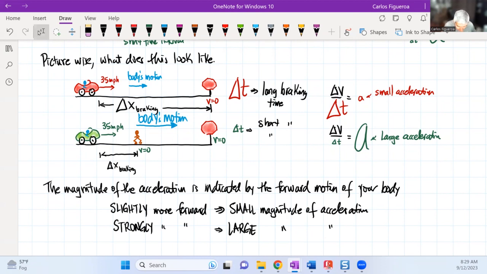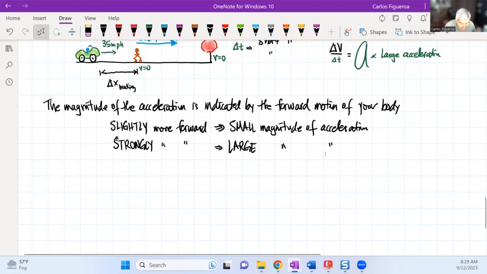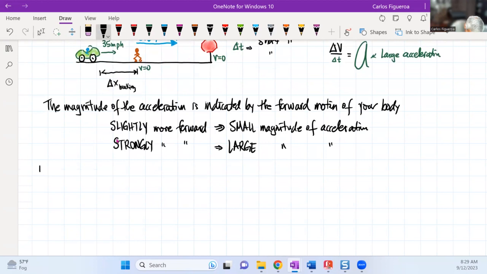So now let's move to the next thing. We just finished talking about the magnitude of acceleration to give you a feel for what's actually happening. Now let's talk about the direction of acceleration.